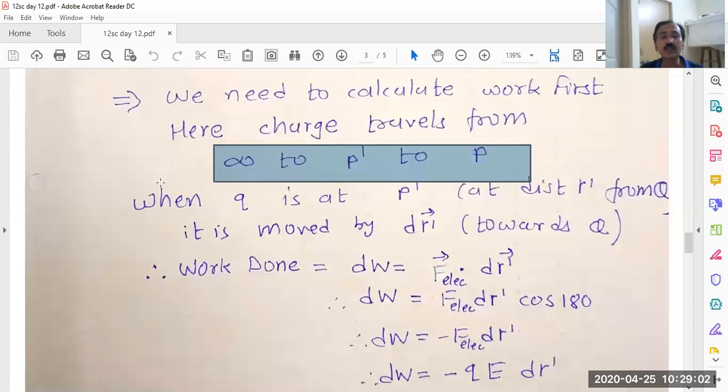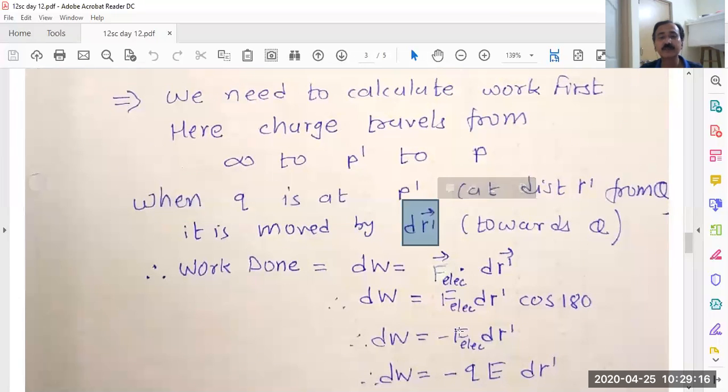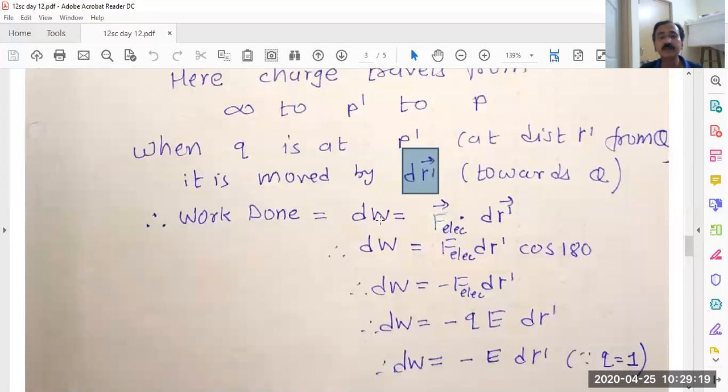Suppose charge q was at P dash. I'll go a little fast. Charge q was somewhere at the halfway mark at P dash, at distance r dash, and moved by a little amount dr dash. So what is the work done? dW, a small amount of work done, is F electric dot dr dash. Is it clear to you?